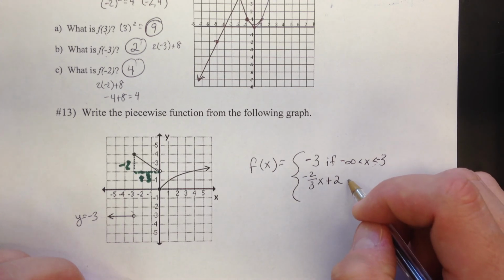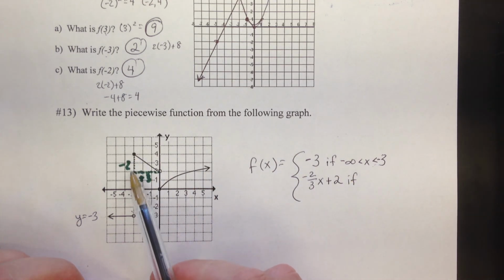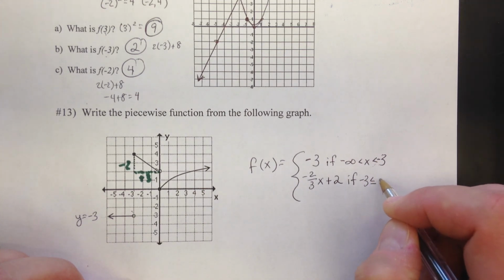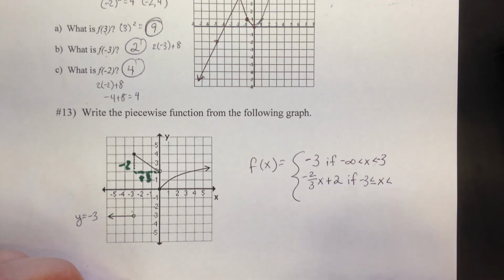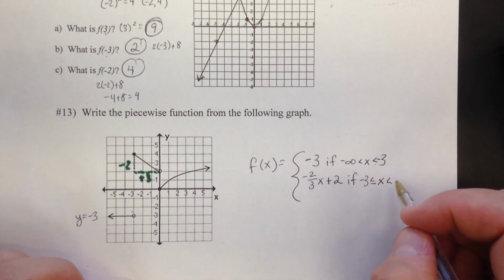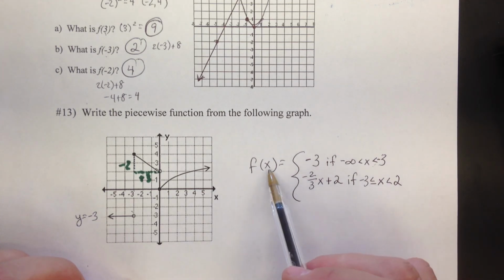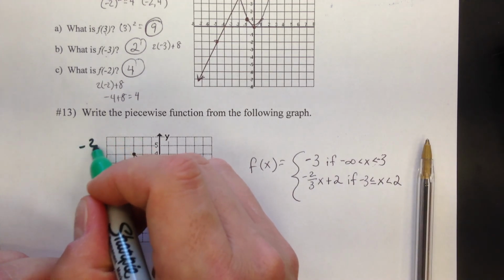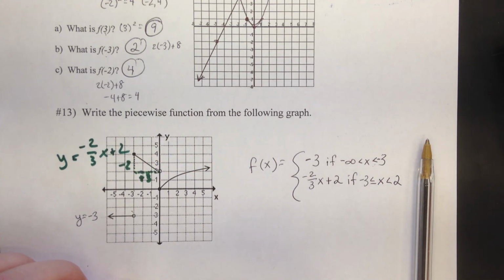Okay, now, the domain for this is we're going from x equals negative 3, and that's included, so I'm going to put the equal to part, negative 3 less than or equal to x, less than 2. That's an open circle, so this is just a less than right there. Okay, so f of x equals negative 2/3 x plus 2. So that's y equals negative 2/3 x plus 2.